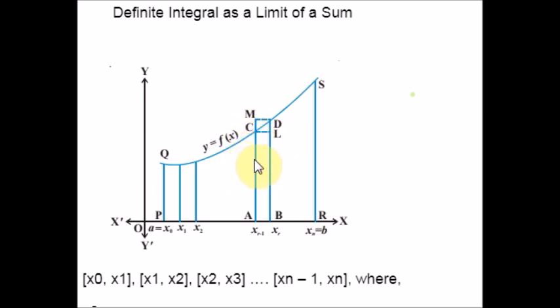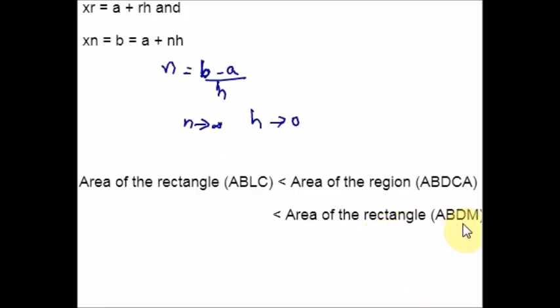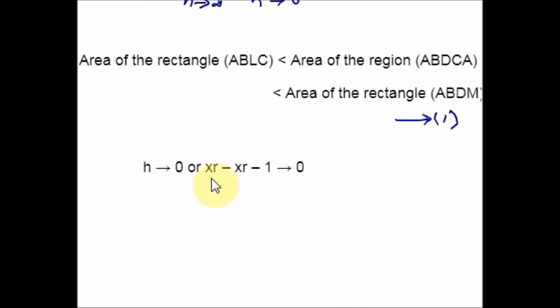We can make the following observation. Area of the rectangle ABLC is less than area of the region ABDCA, and that is also less than area of the rectangle ABDM. Let this be equation number 1. Also please notice that as h tends to 0, or xr minus x(r-1) tends to 0, all three areas become nearly equal to each other.